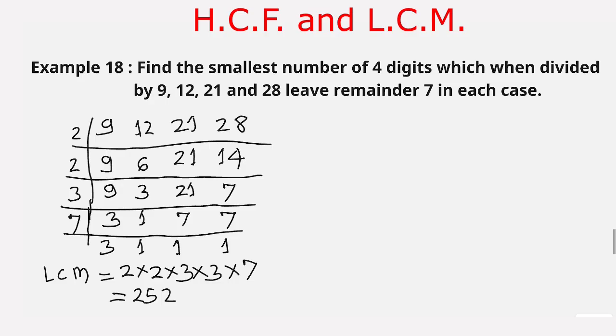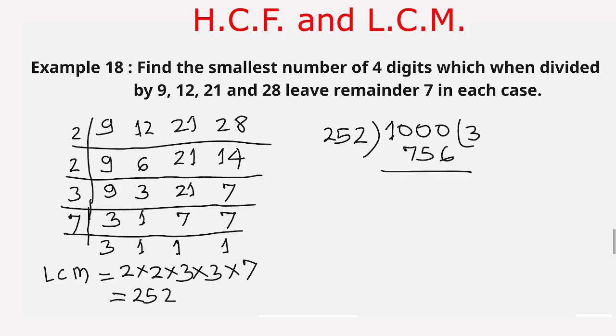Now we go to step 2. Step 2 is the smallest 4-digit number is 1000. We divide 1000 by 252, which is the LCM which we just found. It divides 3 times. 252 times 3 is 756. We get the remainder 244.